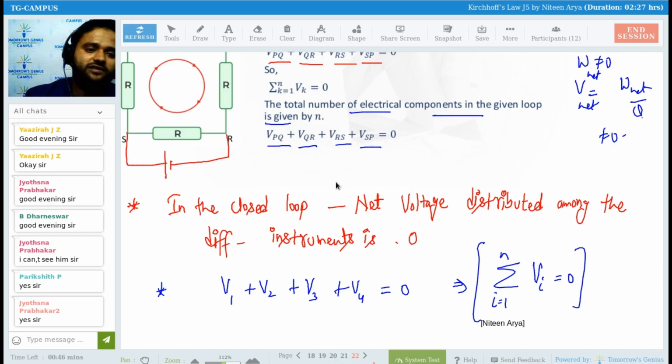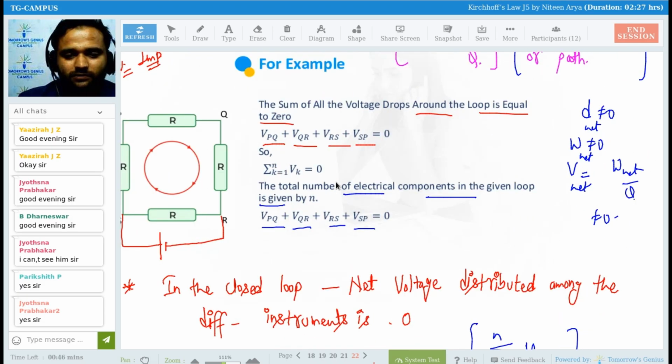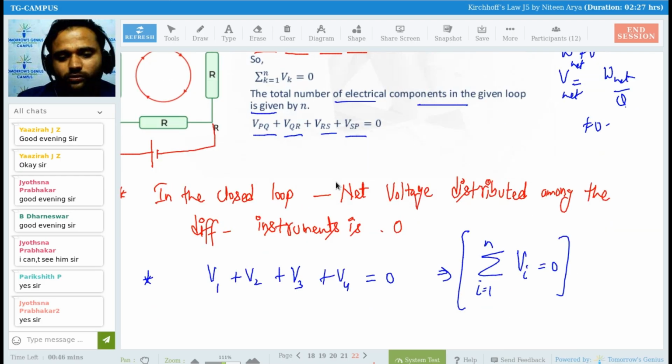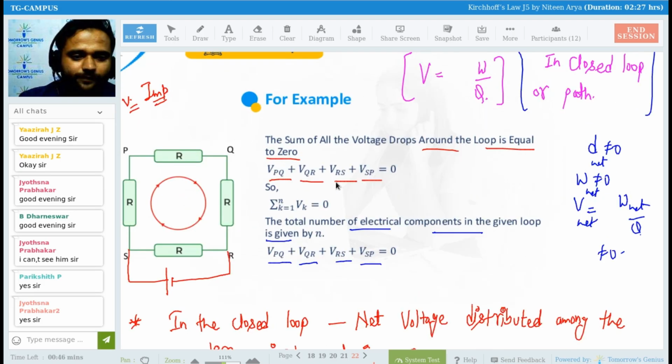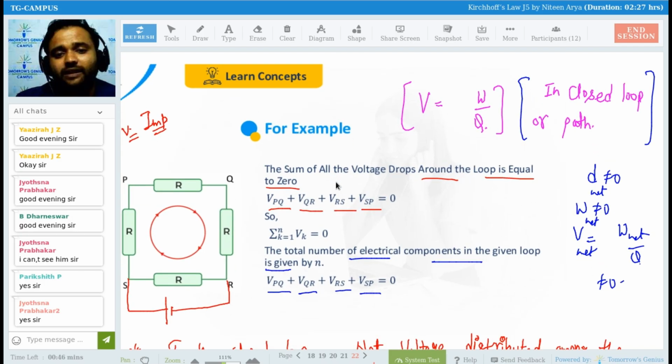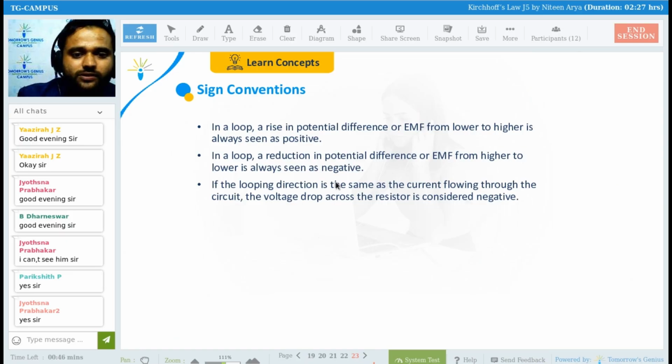This is the general form. You will understand it more clearly when you get the question, but this is the proper written statement. The same thing I write down in my own way, and you can do that also. In a closed loop, the net voltage distributed among the different instruments is 0. That is what it is. Okay, why is it 0? I will explain in a very detailed way.